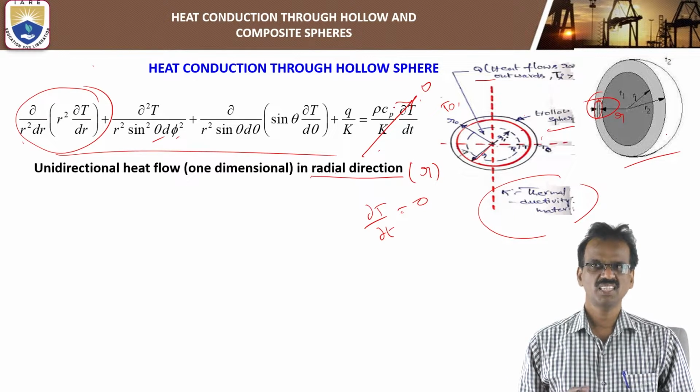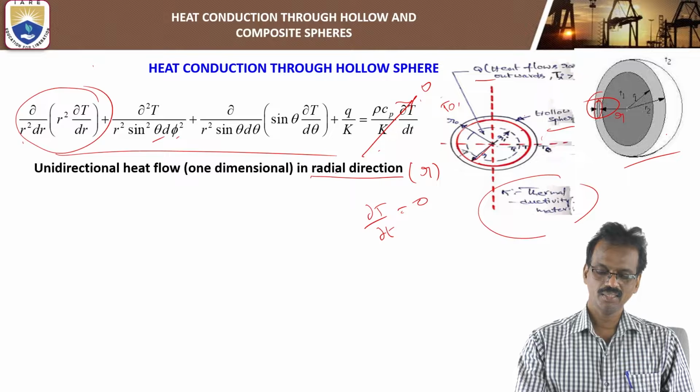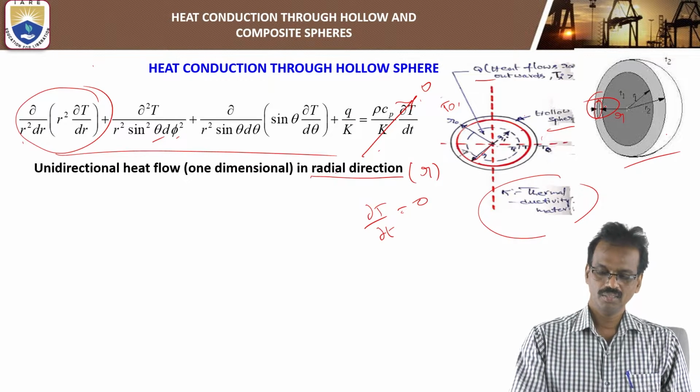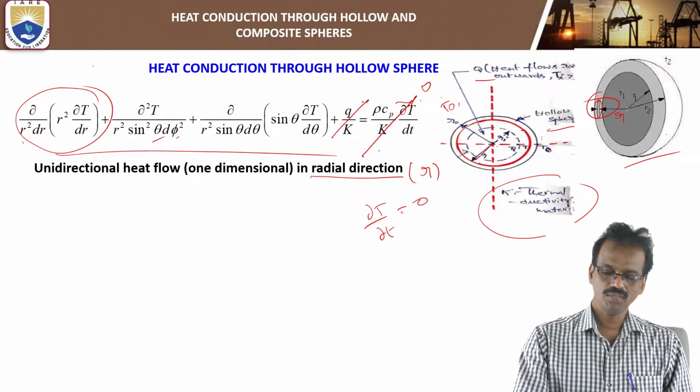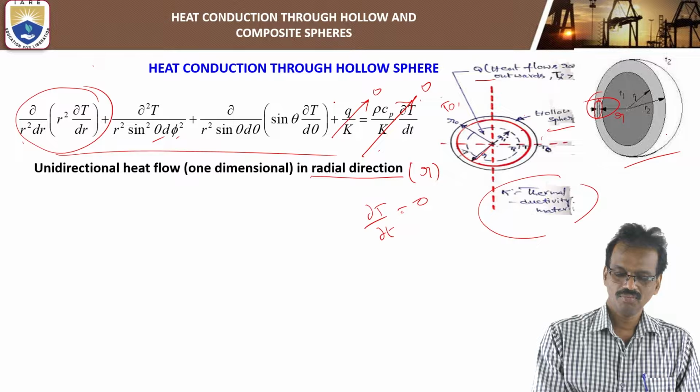Okay, so that is case 1. Case 2: if the heat generation is neglected in the small elemental area, then q by k, the heat flux by thermal conductivity, will be 0. Then the formula will be like this.